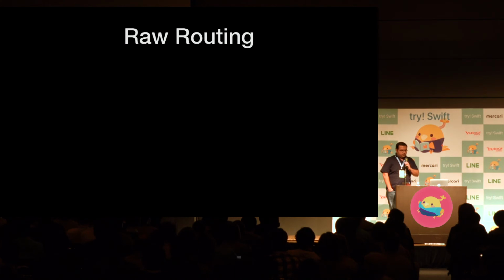Now this is what we refer to as raw routing. You have a lot of control here. In raw routing, you are working directly with an HTTP request and an HTTP response. So let's see who is doing what when it comes to raw routing.